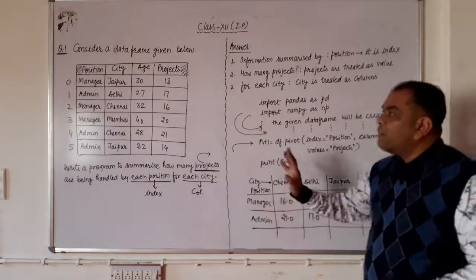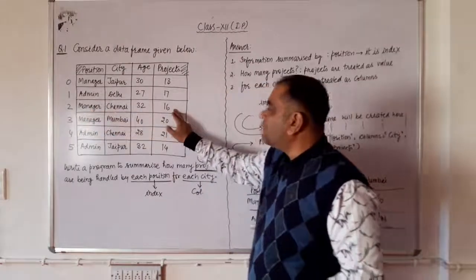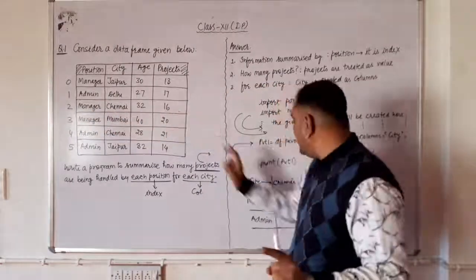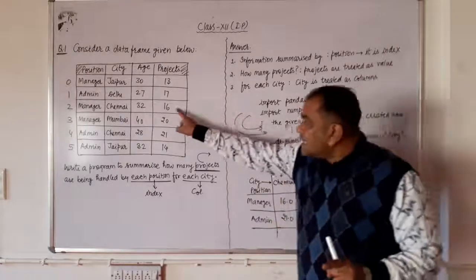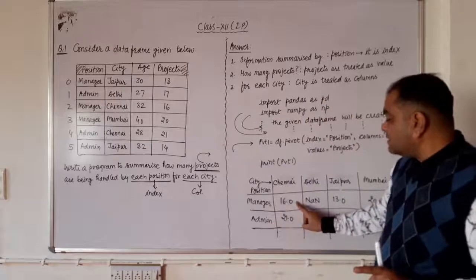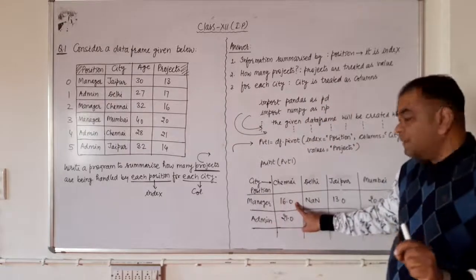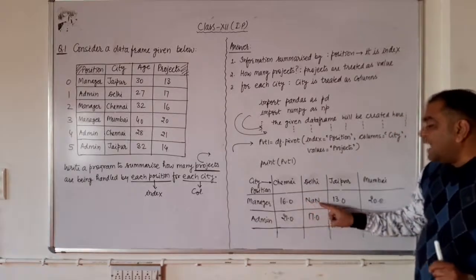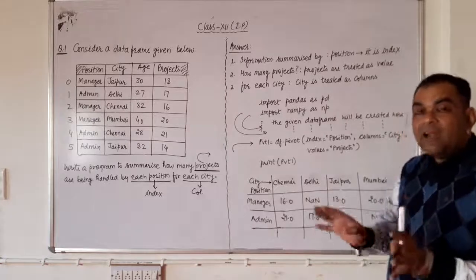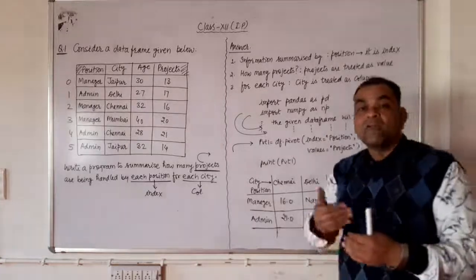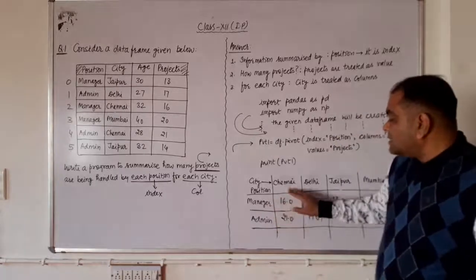Manager, Chennai. How many projects will be conducted by manager in Chennai? 16 projects will be conducted. 16.0 here. In the data it is an integer value, but in the result you see a float value. Why is this 0 available in the result? Because of the presence of NaN. If NaN is there in any column, automatically the values are converted into floating point values, right? So, manager Chennai 16 projects.